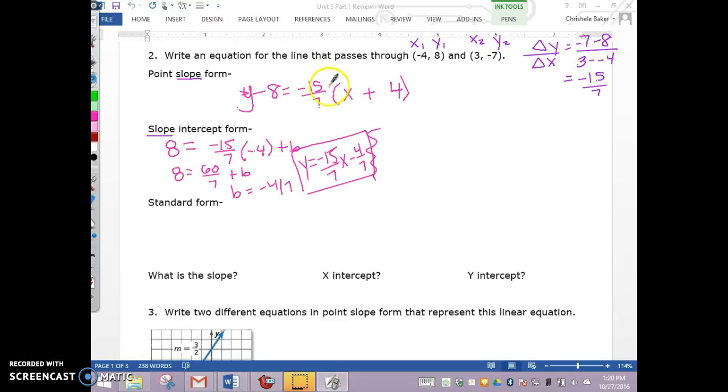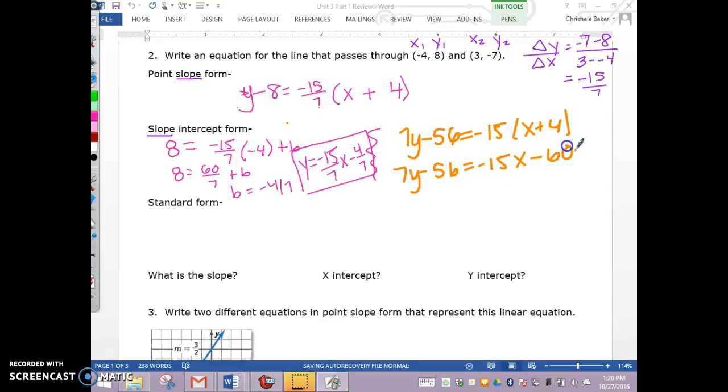So just like we did in number 1, I'm going to distribute my negative 15 sevenths to the x and then get y by itself. And first, I guess I can just get rid of my fraction right away. So I can multiply every single thing by 7. So that's 7y minus 56 equals negative 15x plus 4. Distributing that negative 15, I get negative 60. Adding 56 to both sides gives me negative 4.